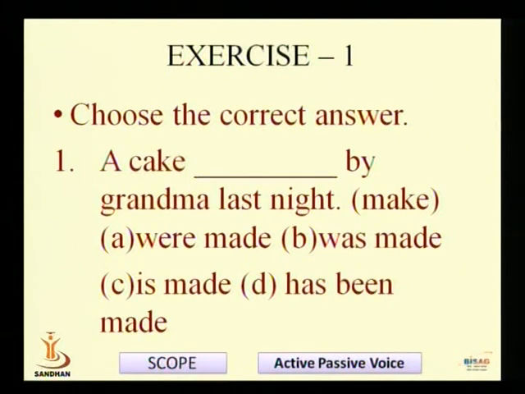You have a kind of MCQ. You have 4 options. A blank is given, a cake dash by grandma last night. You have to put an appropriate form of the verb make. You have 4 options and the correct one is a cake was made by grandma last night.